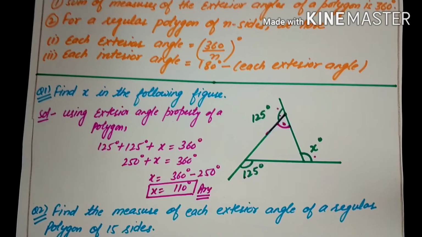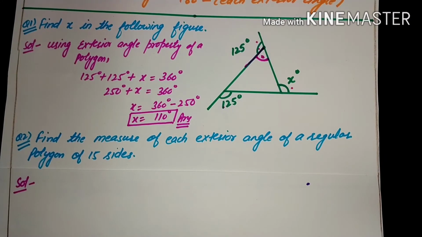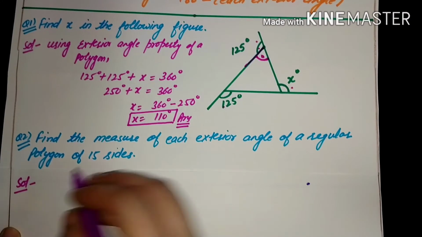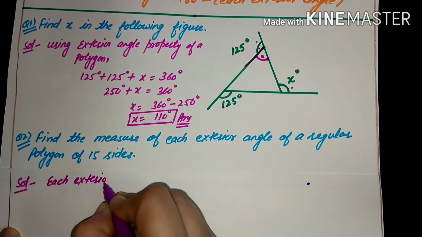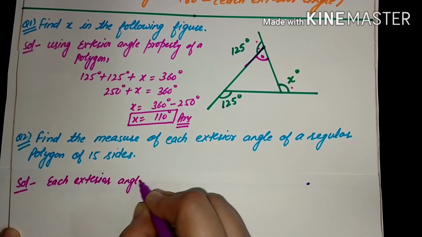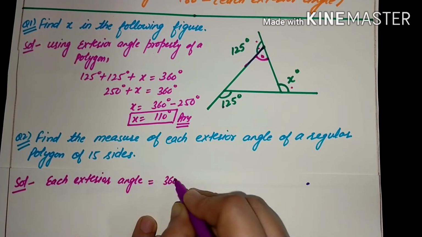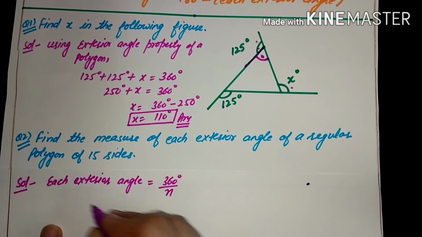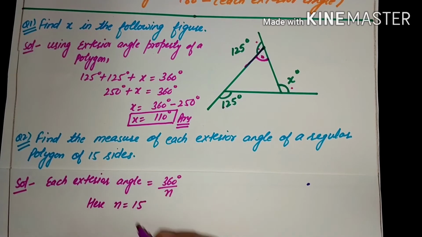Now question number 2: find the measure of each exterior angle of a regular polygon of 15 sides. So now let us start with its solution. As we know that each exterior angle is equal to 360 degrees upon n. Now here n is what? 15, that is the number of sides is 15.